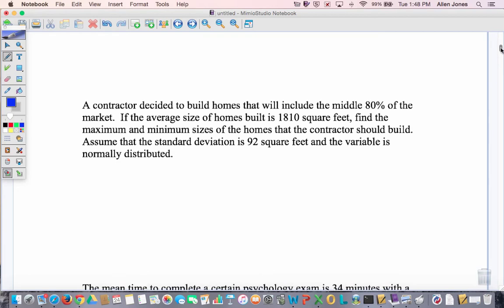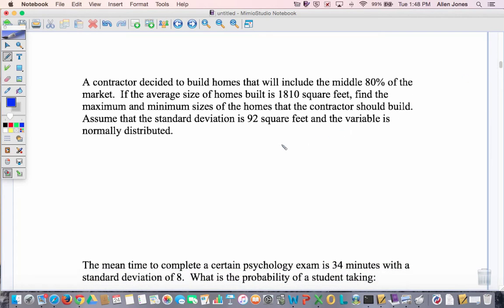A contractor decided to build homes that will include the middle 80% of the market. The average size of homes built is 1,810 square feet. Find the maximum size of homes that the contractor should build. Assume the standard deviation is 92 square feet, and the variable is normally distributed. So up here, 1,810, that is our mean. Middle 80%, that's our area or our probability.